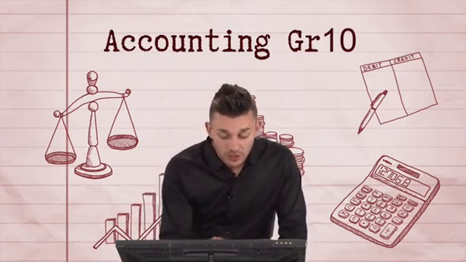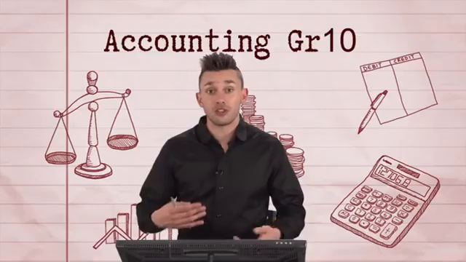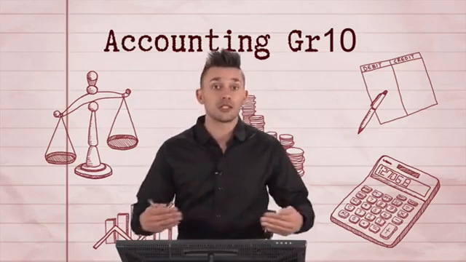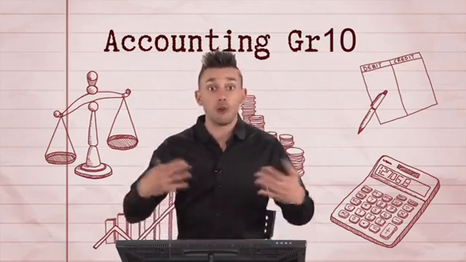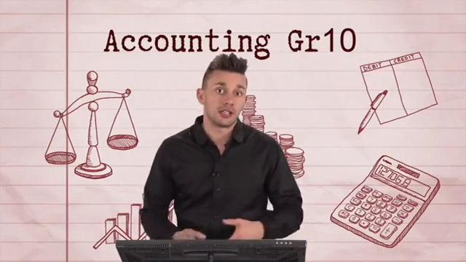Now, adjustments are made at the end of every year so that the financial statements are accurate. And again, not just one company will do it, not just one sole trader will do it, all businesses will do it, and not just in South Africa. Remember, we have the IFRS, the International Financial Reporting Standard. So there's a certain standard set that all businesses use. Most countries use the standards to set up their statements at the end of every year.